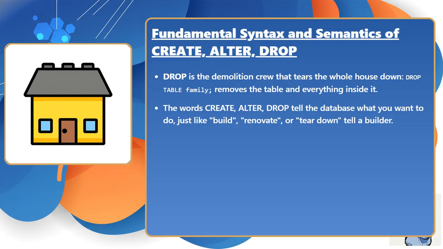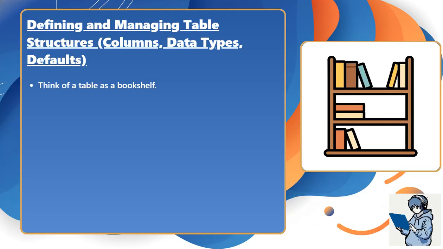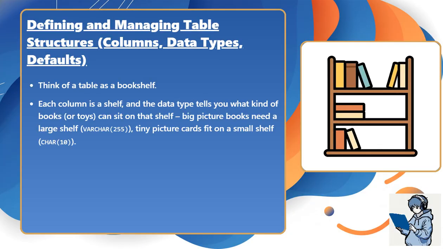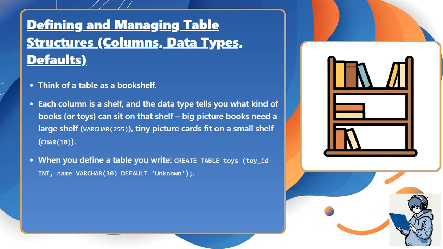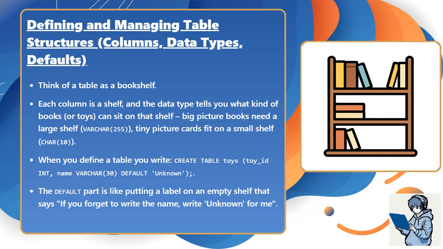Think of a table as a bookshelf. Each column is a shelf, and the data type tells you what kind of books or toys can sit on that shelf. Big picture books need a large shelf, varchar 255. Tiny picture cards fit on a small shelf, char 10. When you define a table, you write: create table toys (toy_id int, name varchar(30) default 'unknown'). The default part is like putting a label on an empty shelf that says, if you forget to write the name, write unknown for me.